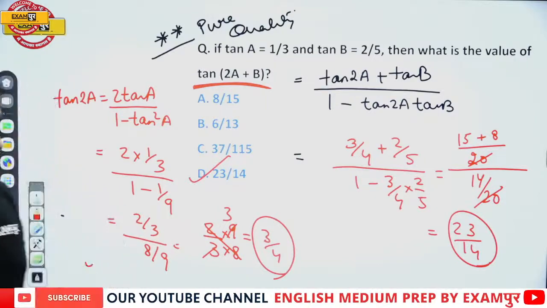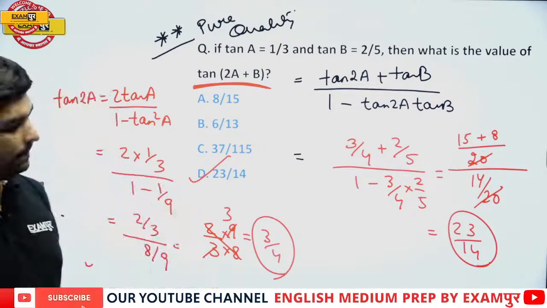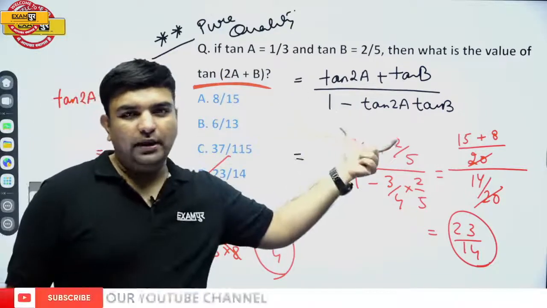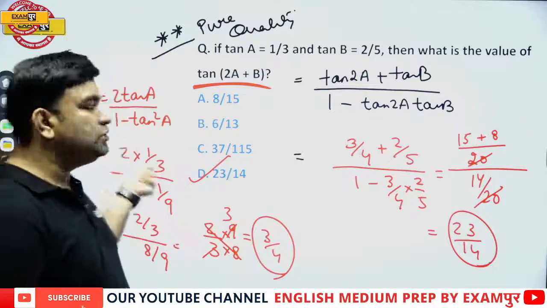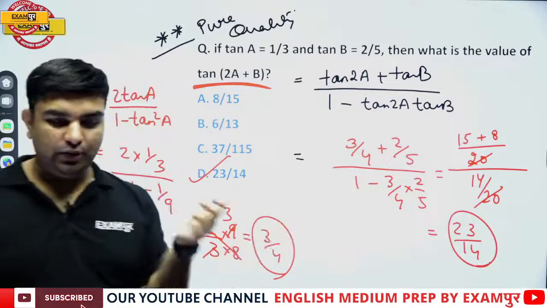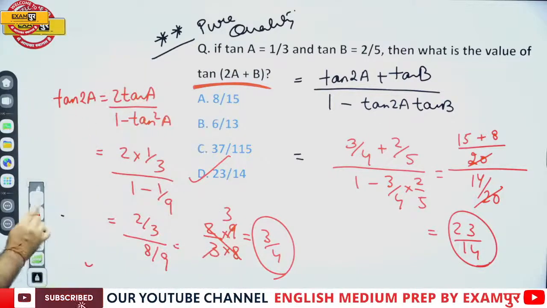Clear? Absolutely clear, guys. Quality question. So use of two formulas, one of tan of a plus b, that is tan a plus tan b upon 1 minus tan a tan b, and use of another formula as tan 2a is 2 tan a upon 1 minus tan square a.